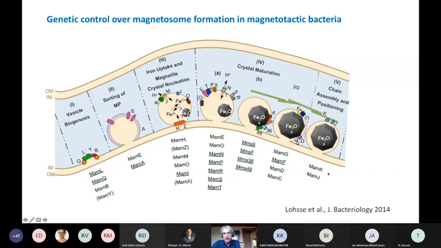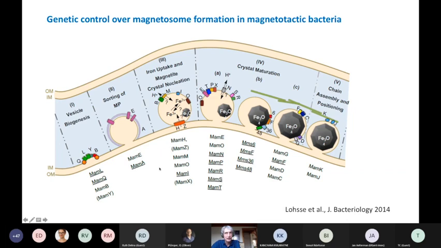This work was done in Dirk Schüler's lab. He's now at the University of Bayreuth. And they are biologists working on magnetotactic bacteria, and they identified lots of special proteins. All these MEM things are special proteins that are inside the magnetosome membrane. And these proteins are associated with magnetite formation.